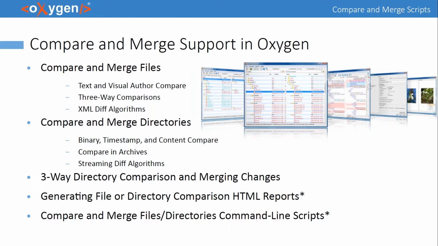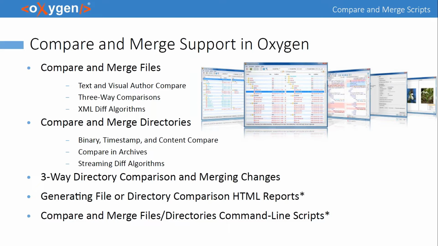Also, we provide a compare directories tool that you can use to compare files by binary, by timestamp, and also by content. And when you use the content compare, then we offer also some algorithms specific to the content of the documents. If they are XML, we provide specific XML algorithms. If they are other types of documents, then other algorithms. And these algorithms work in streaming mode, so they are much faster than comparing files one by one.